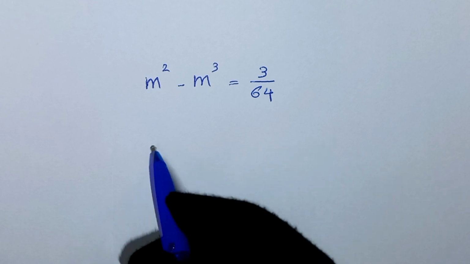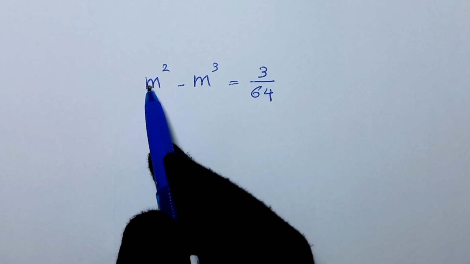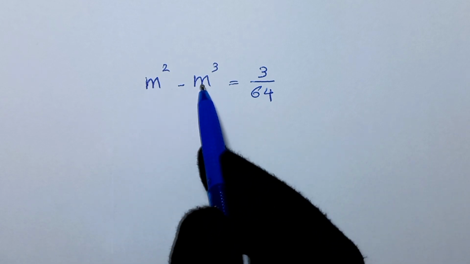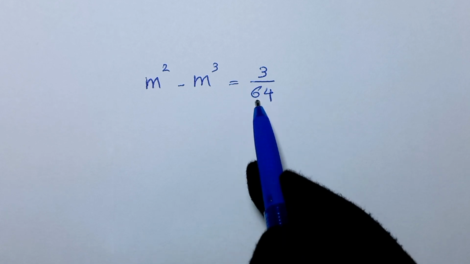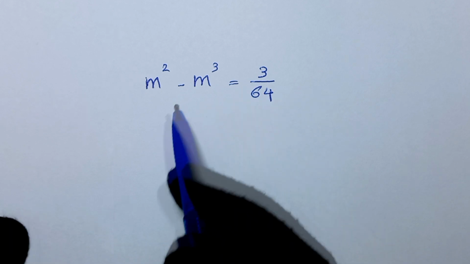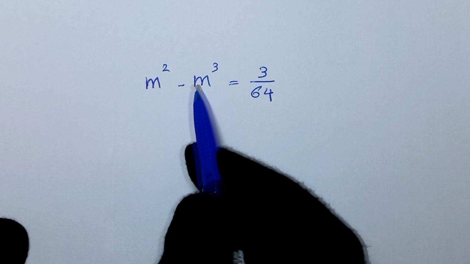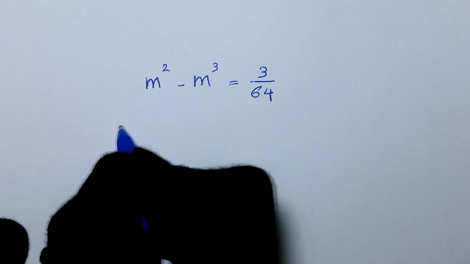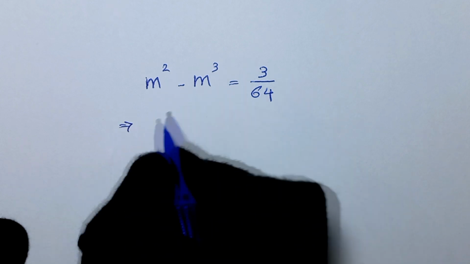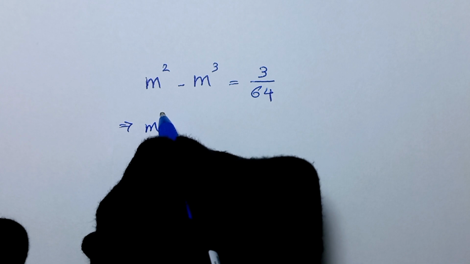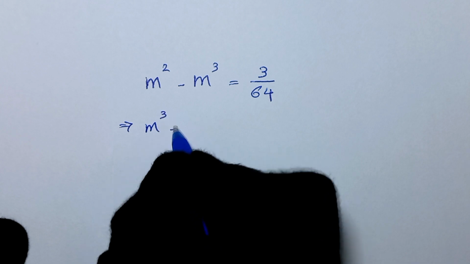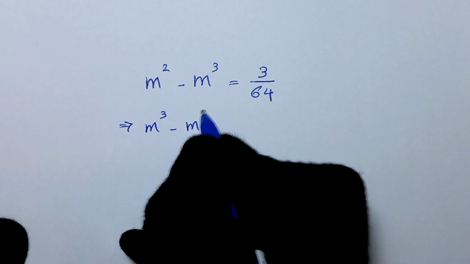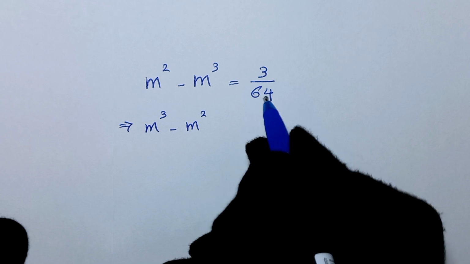Hello my friends, you're welcome to solve this math problem, which is m squared minus m cubed is equal to 3 over 64, to find the values of m. In the next step, we take this and this to the other side, so it will be positive m cubed minus m squared plus 3 over 64.